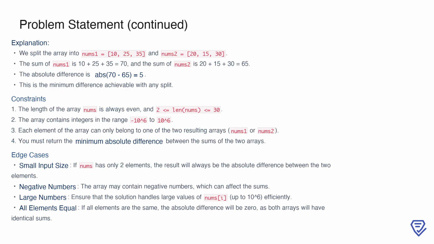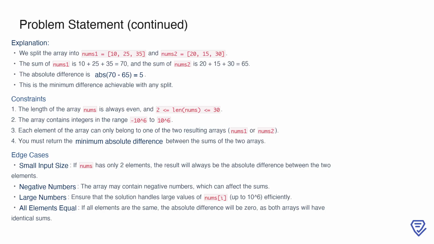Now consider another example where nums is 10, 20, 15, 25, 30, 35. Here, one optimal split is nums1 as 10, 25, 35, and nums2 as 20, 15, 30. The sum of nums1 is 10 plus 25 plus 35, which equals 70, while the sum of nums2 is 20 plus 15 plus 30, which equals 65. The absolute difference in this case is abs(70 - 65), which equals 5. This is the smallest difference achievable with any valid split.